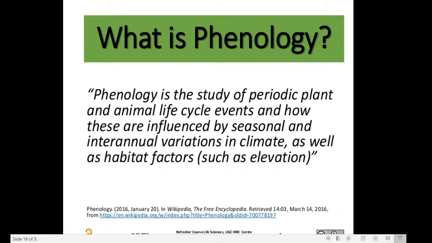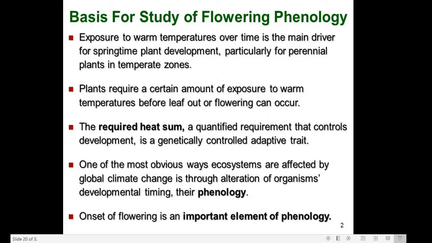And some of this is the flowering phenology. Here it's about the plant. This slide is telling the factors about the plant. Exposure to warm temperature over time is the main driver of springtime plant development. It's a temperature zone based thing. Some zones have a long springtime, some zones have a short springtime. It depends on the temperature variations.